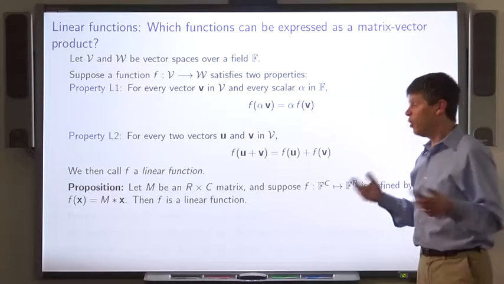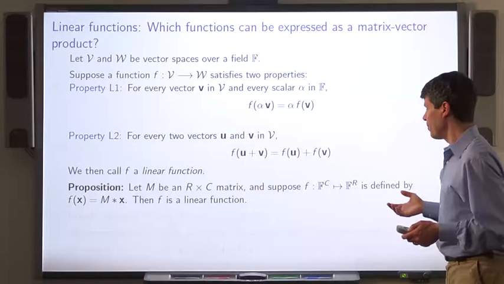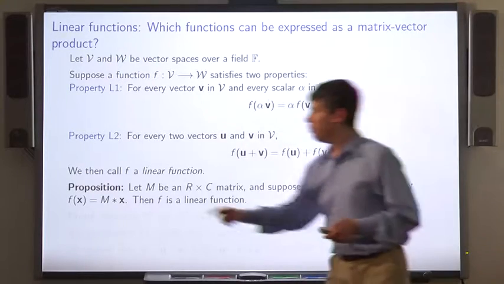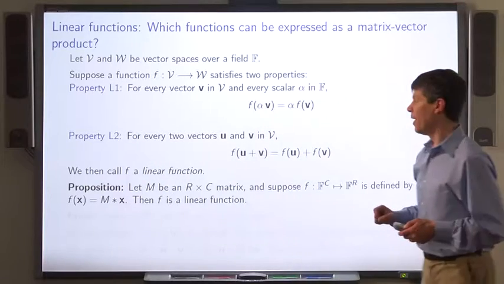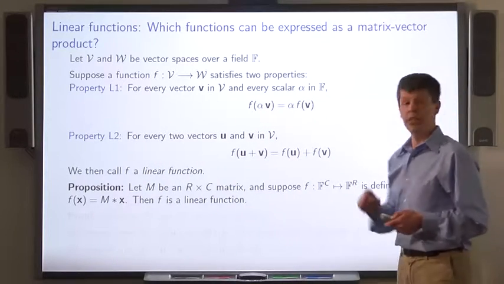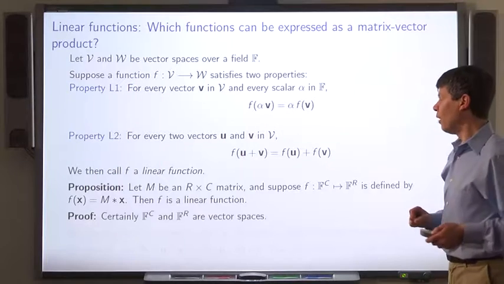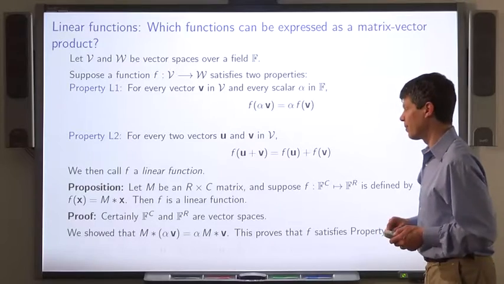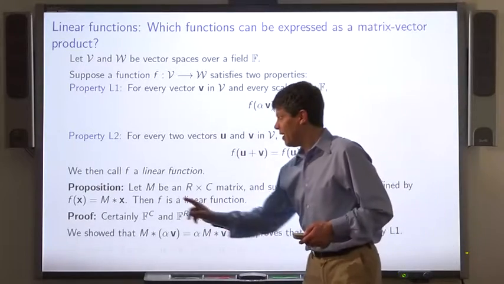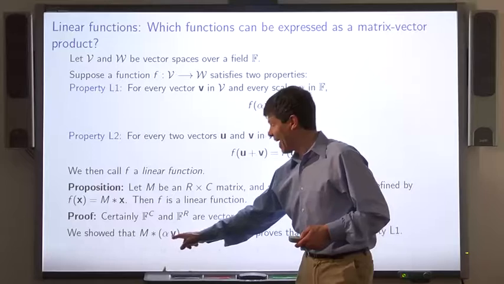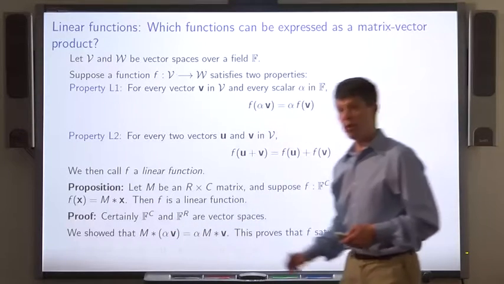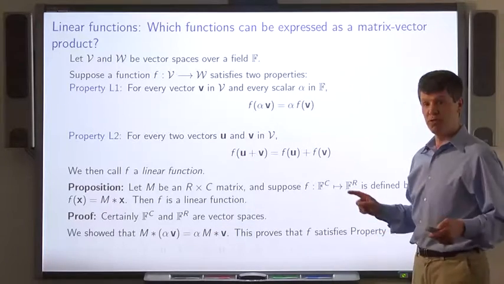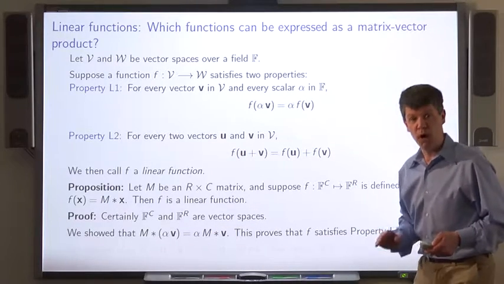Now, suppose we have an R by C matrix M, and suppose the function f is defined by multiplication by M. Then f is a linear function. How do we know? Well, the domain and codomain are vector spaces. We earlier showed that M times the scalar-vector product alpha v equals alpha times the matrix-vector product M times v. So that proves that f satisfies property L1.